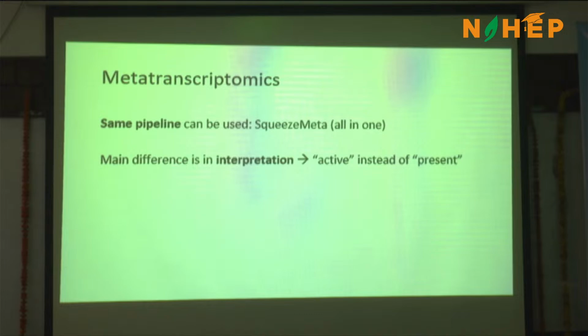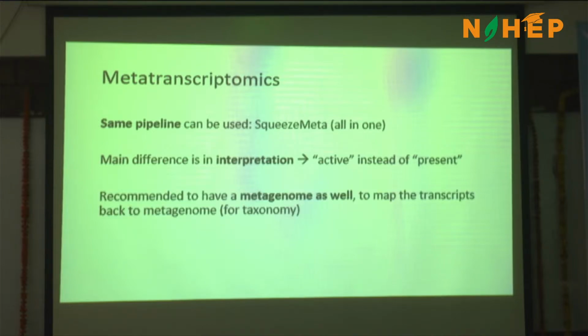Because metatranscriptomics has transcripts. So what you get is not going to be the functions or the bacteria that are present in your system, but the ones that are active, that are being expressed. So that is the main difference. It's a very important one. But then it is also recommended to have a metagenome with your metatranscriptome as well, because you could map the transcripts back to the metagenome to get more information from them.